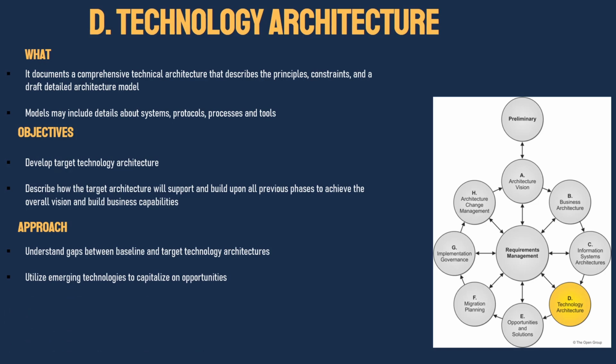The high level approach is to first do a gap analysis between baseline and target technology architecture. We then want to look towards our research and utilize some of those emerging technologies we learned about to capitalize on any transformation opportunities. We then utilize the relevant industry-specific and technology-specific areas of the architecture repository if they exist.